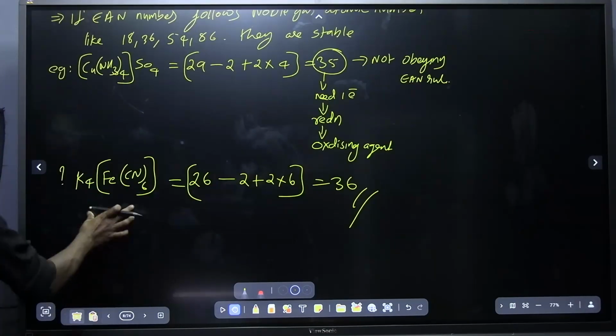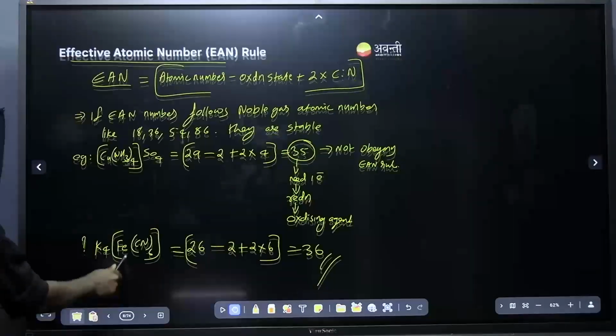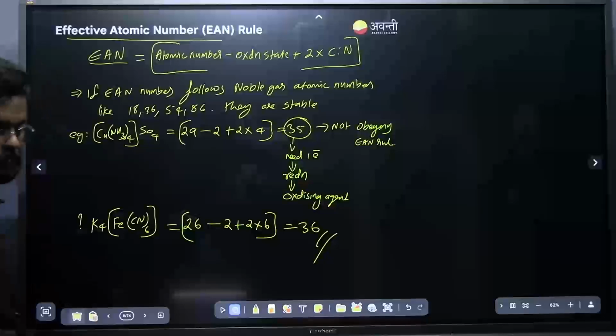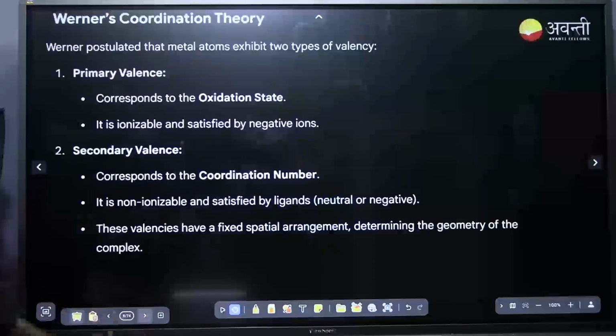Have you all noted down all the points? Everything done? Just note down the equation. Don't forget this equation to find out the EAN number. Okay, moving to the next one.